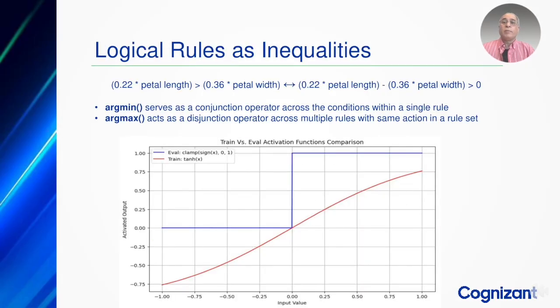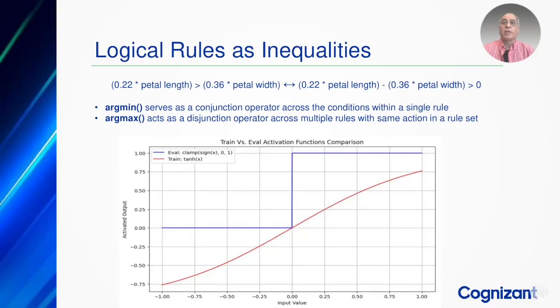To harness GPU parallelism, we translate EVOTER's logical rules into mathematical inequalities. For instance, consider the rule that compares two features and rewrite it as the shown inequality, which enables efficient tensor-based evaluation. During training or fine-tuning, we use a smooth activation like tanh to allow gradient-based fine-tuning of coefficients. At evaluation, we switch to a hard threshold activation function for deterministic behavior.